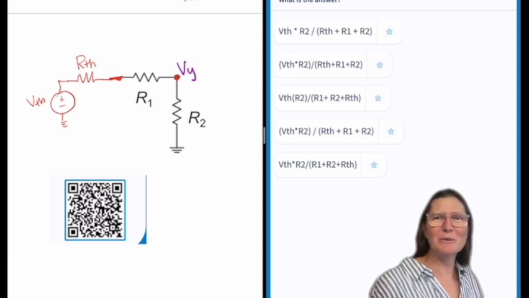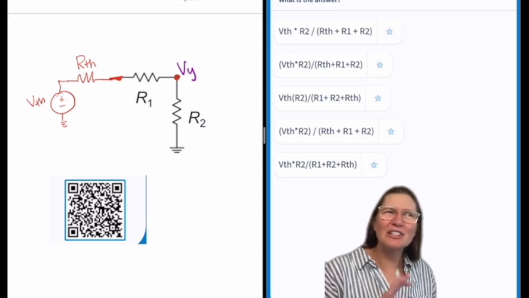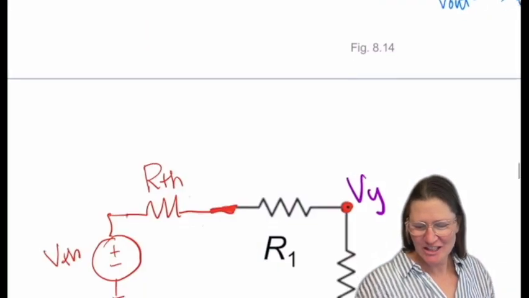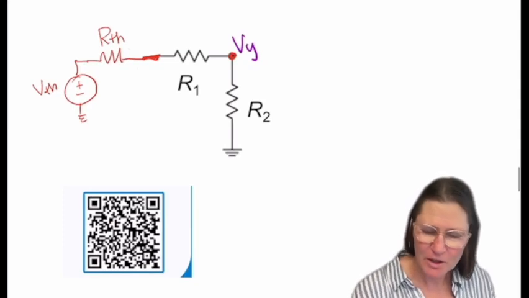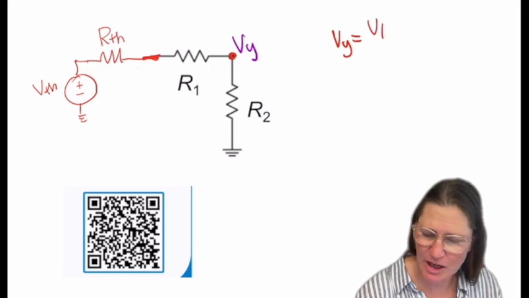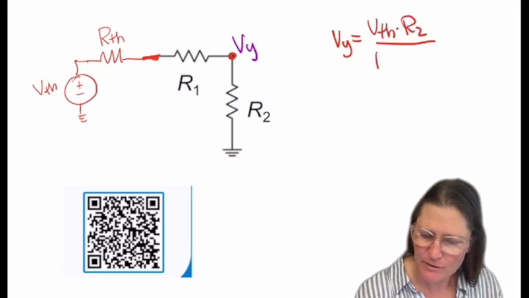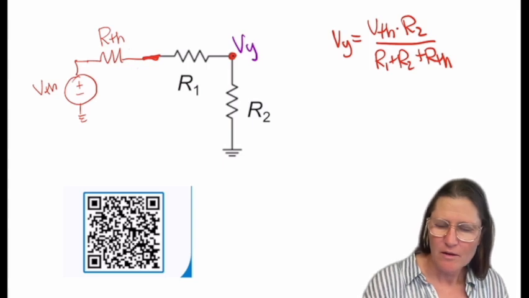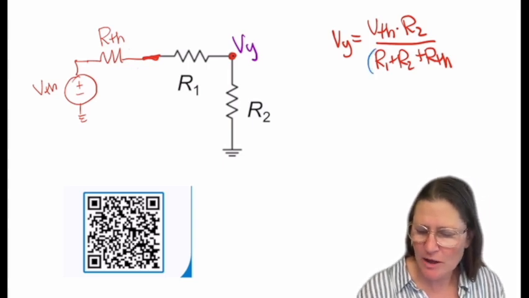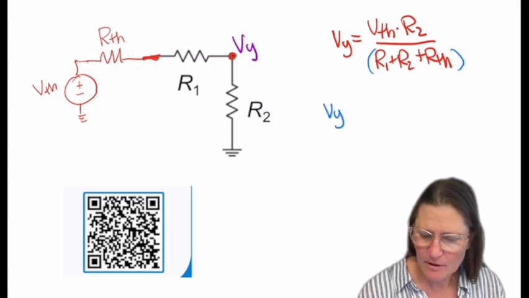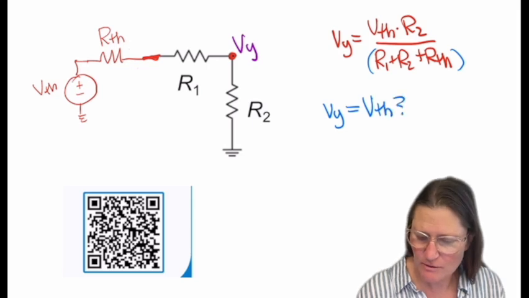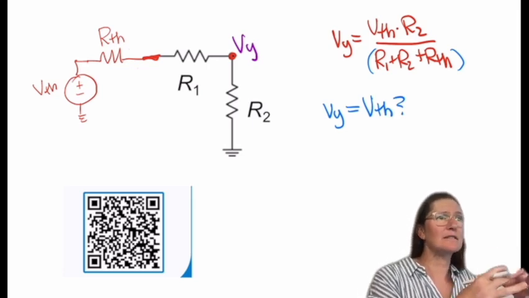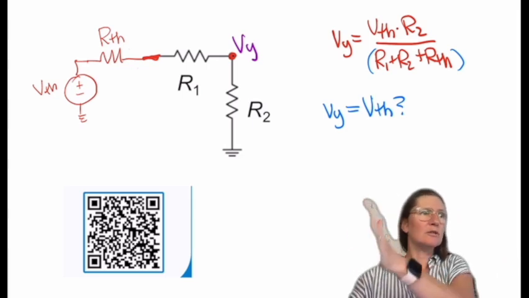Waiting for somebody to disagree with this. So, yes, those are all correct, and they're all the same, which is good. Looking at this equation, Vy is VTH times R2 over all of them. So is there any way that Vy can equal VTH here? Ideally you want to make sure that the signal coming from whatever device it is, the sensor, is actually what's going into the op amp.